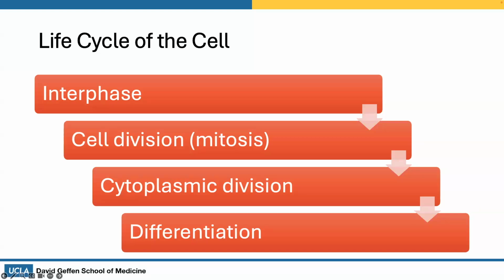Then we move on to cytoplasmic division. After the nucleus divides, the rest of the cell needs to split too. And that's where this step comes in. It divides, and now we officially have two separate identical cells.